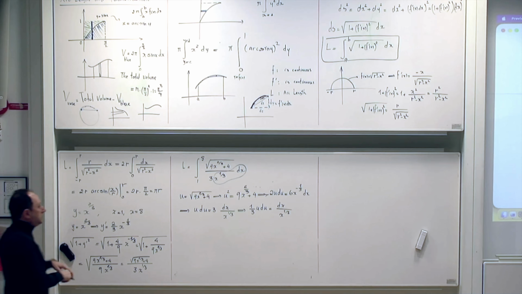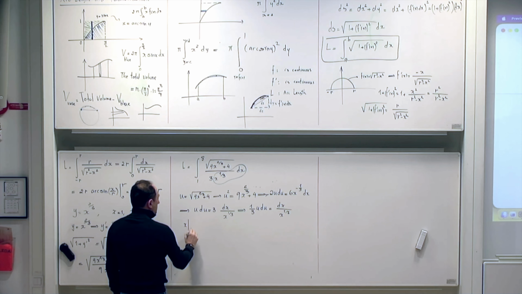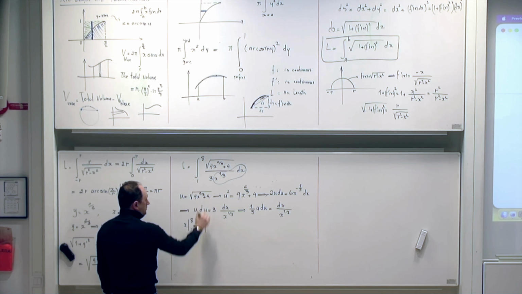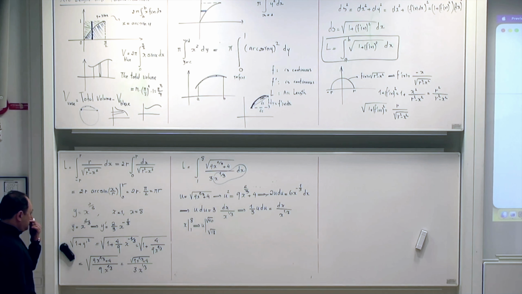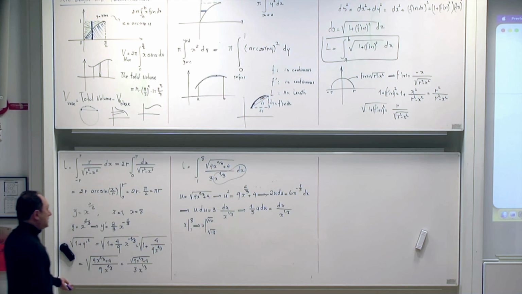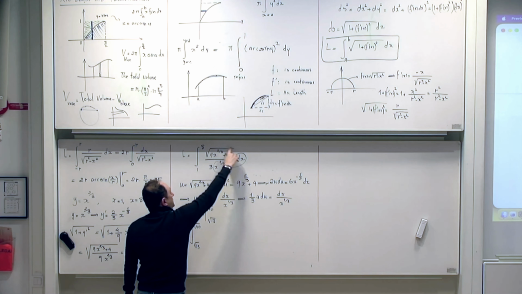Okay, so everything, but now I have to also change the limits. So when x goes from 1 to 8, what happens to u? Instead of x I put 1, it becomes a square root of 13. Instead of x I put 8, 8 to power 2/3 is 4, so 40. Yes. So this means that the integral, instead of 1 to 8, goes from square root of 13 to square root of 40. Instead of this expression, I put u.